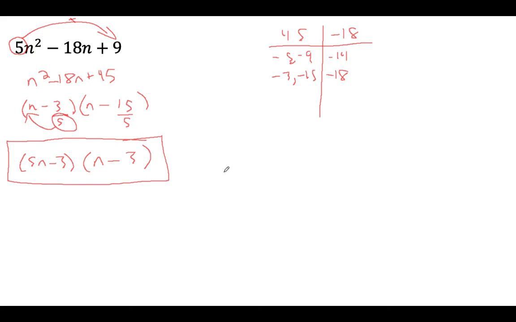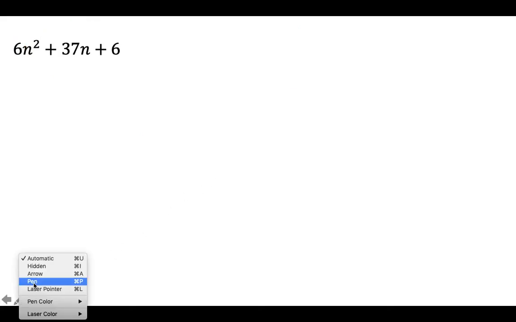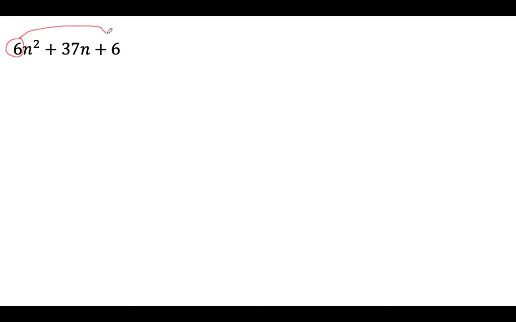Okay, let's do one more. So again, you have a number out front, so you got to slide. So you have n squared plus 37n plus 36. So now we got to factor. n and an n. And we know that they're either both going to be positive or both going to be negative. This tells us they're both going to be positive.